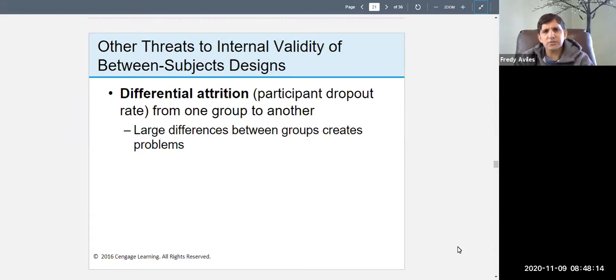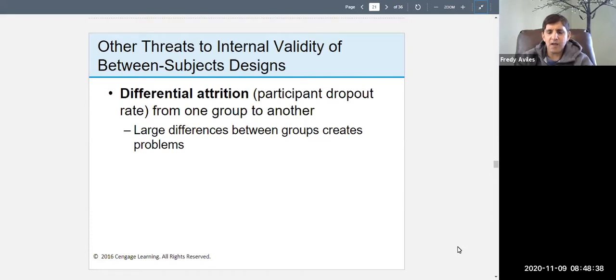There's other threats to internal validity in between subject designs. Between subject designs also have another problem. It's called differential attrition: participant dropout rate from one group to another. Large differences between groups creates problems. So here's the thing, let me explain that. You have different groups.